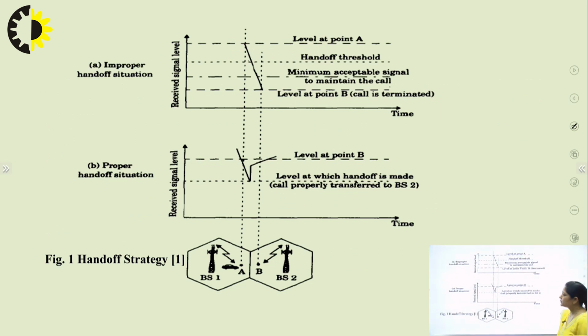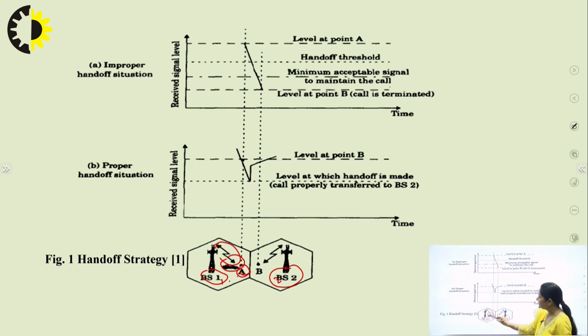I will explain it with the help of this example. You can see here, there are two cells, cell 1 and cell 2. Cell 1 has base station 1 and cell 2 has base station 2. Now, this is one mobile station that is in cell 1. A is the point near the boundary for moving to cell 2, and this shows the power of the signal with the base station.